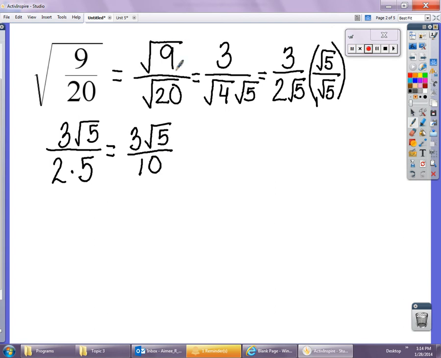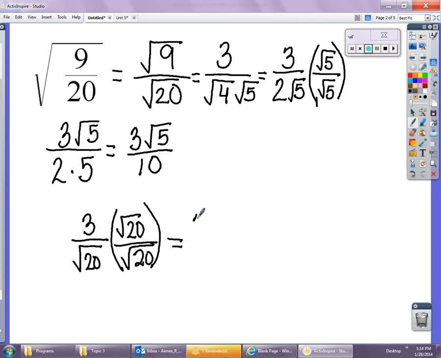Now again, going back up here to this step, I could have just taken this 3 over root 20, and I could have multiplied by root 20 over root 20. That would have been fine. You would have just had some simplifying to do at the end of the problem. But this will still produce the answer of 3 root 5 over 10, no matter which way you do it. Okay? So always ask yourself, is there a perfect square factor? Or is it a perfect square, one or the other? And then use those perfect square factors 4, 9, 16, 25, etc.